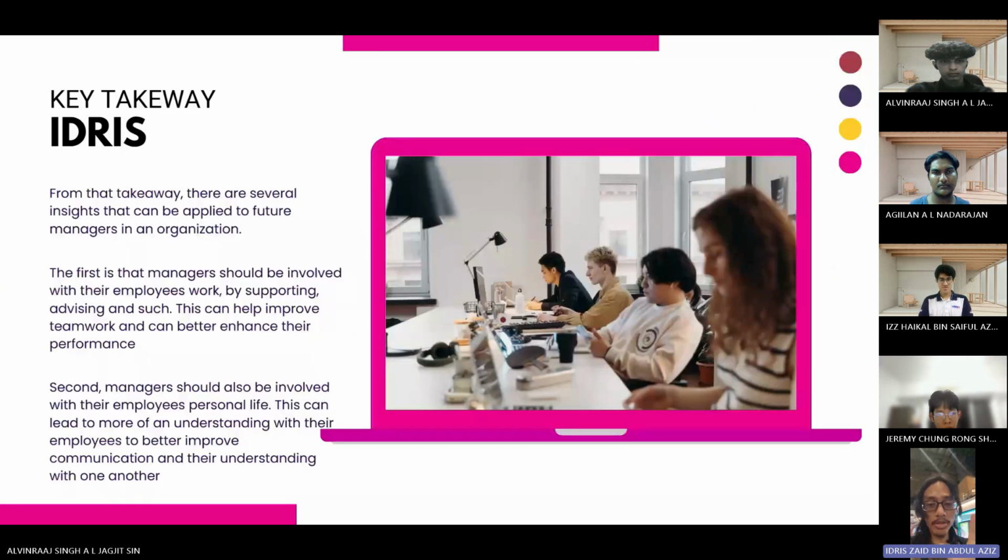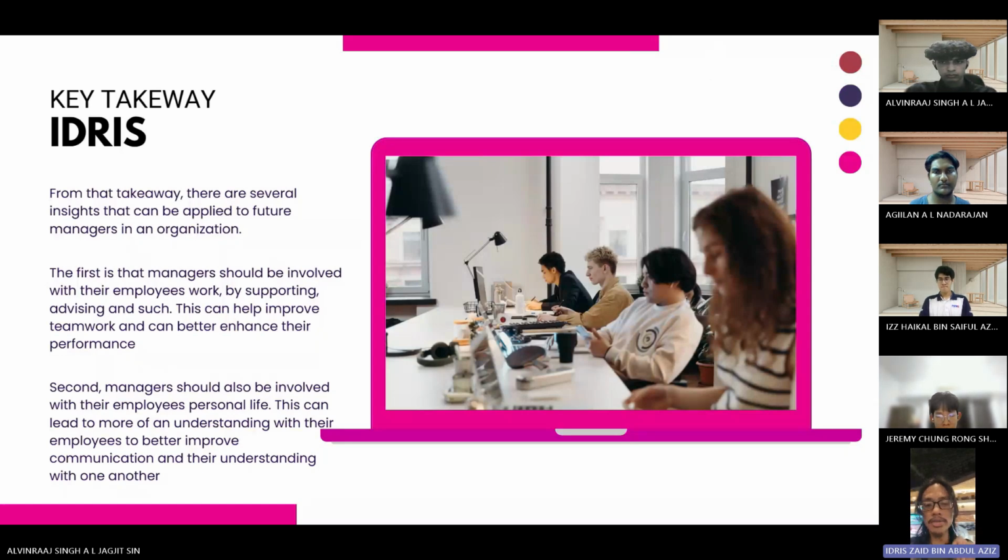Next slide. So from that key takeaway, there are two insights that can be applied to future managers but also to students as well, especially the ones who are taking management courses. So the first is that managers should be involved with their employees' work by supporting or advising them whenever they have trouble. This way, they can help improve teamwork and also enhance performance for their organization.